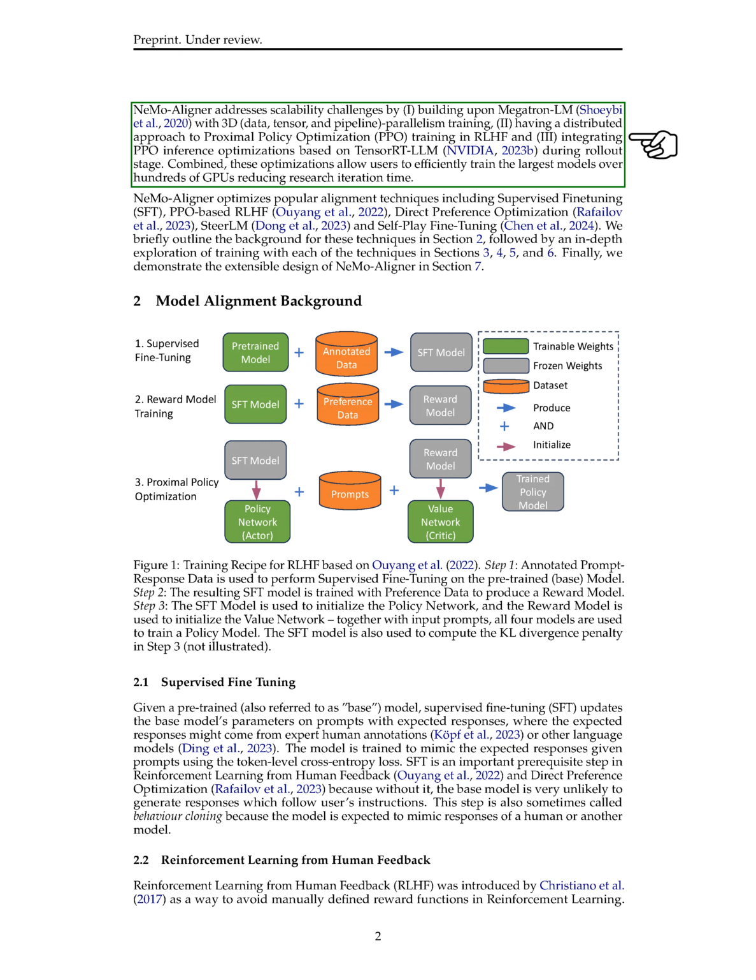NeMo-Aligner tackles scalability issues by leveraging Megatron-LM with 3D parallelism training, a distributed approach to PPO training in RLHF, and integrating PPO inference optimizations based on TensorRT-LLM during the rollout stage. These optimizations enable efficient training of the largest models across hundreds of GPUs, reducing research iteration time.